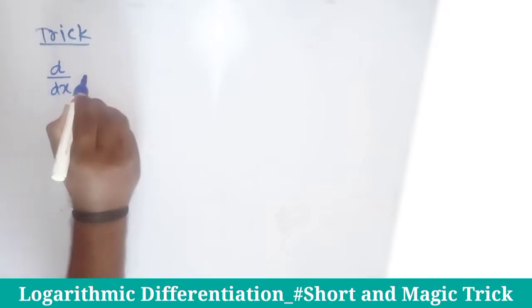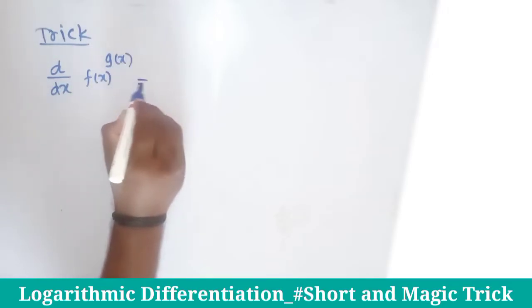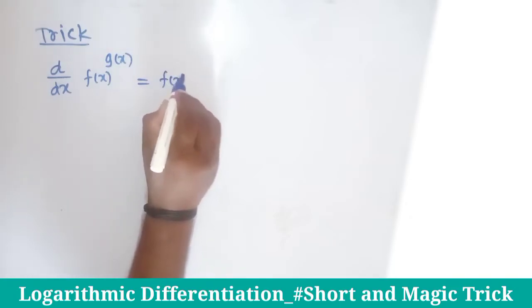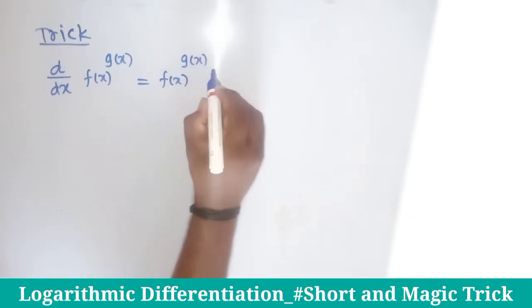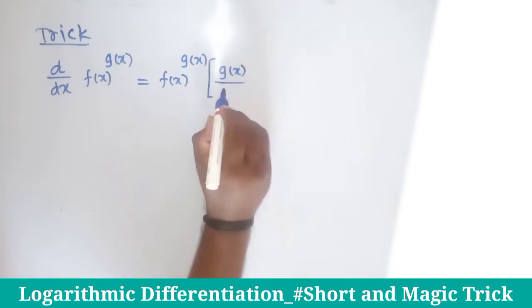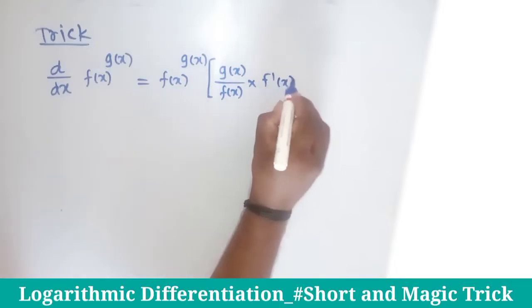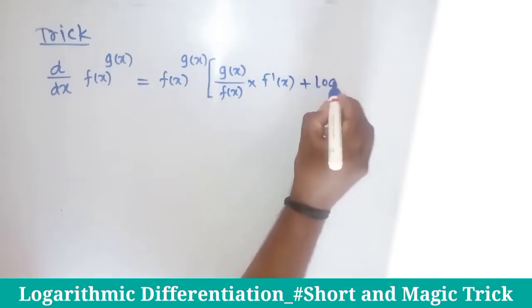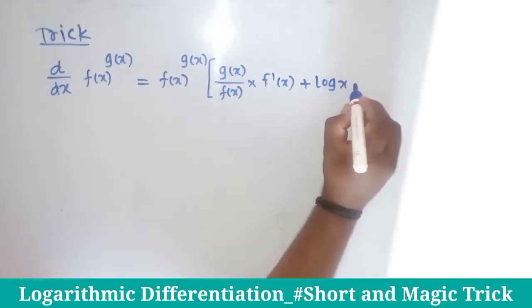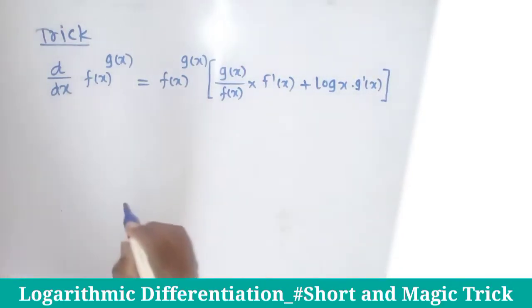The magic formula is d by dx of f of x to the power g of x equals f of x to the power g of x, inside the bracket g of x upon f of x into the derivative of f of x, plus log f of x into the derivative of g of x.